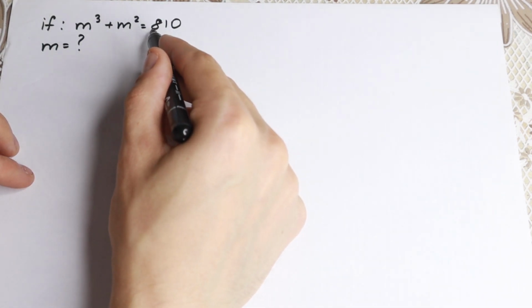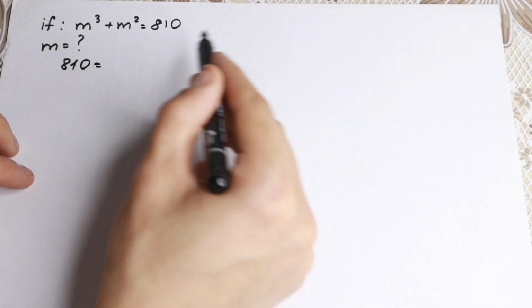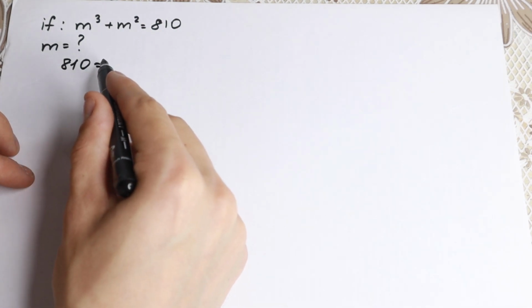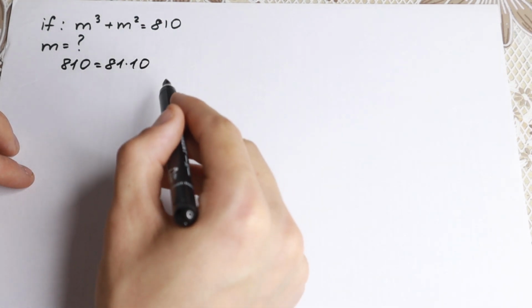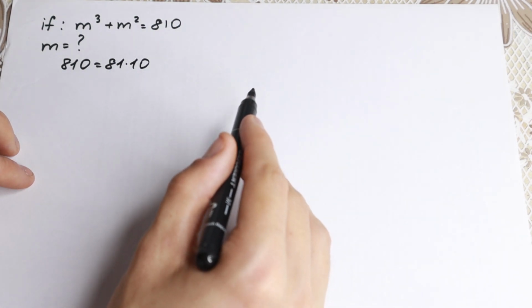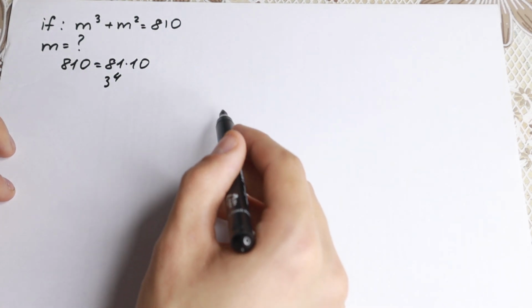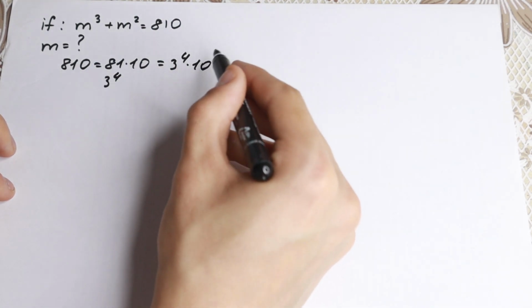First of all, let's look at this 810. So I write it right here, 810. How can we write it? We know that this is equal to 81 times 10. Moreover, we can write this 81 as 3 to the 4th power. So let's write 81 as 3 to the 4th power times 10.